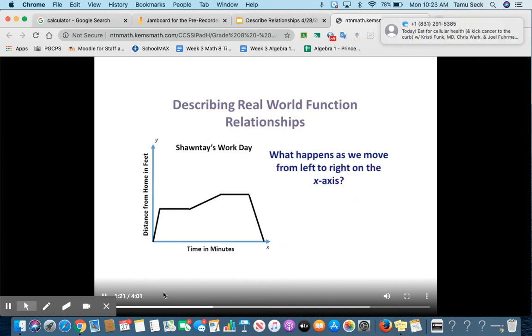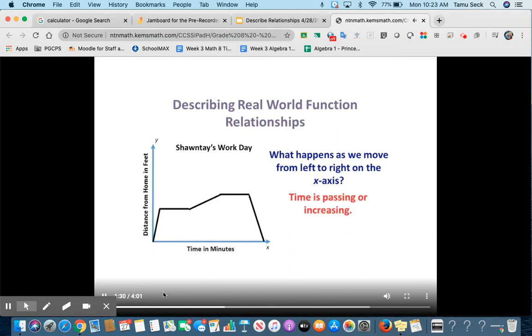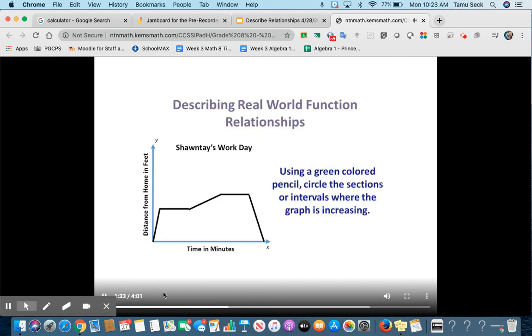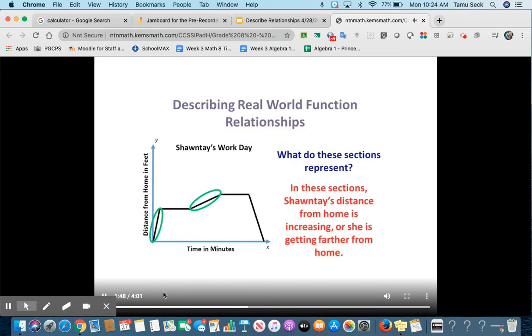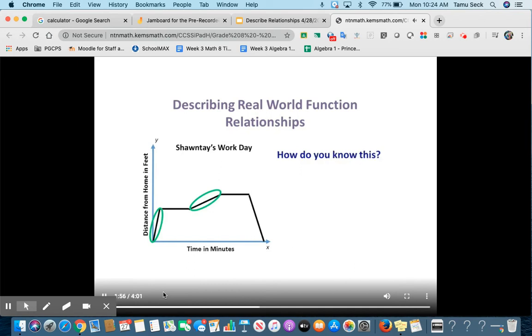What happens as we move from left to right on the x-axis? Time is passing or increasing. Using a green-colored pencil, circle the sections or intervals where the graph is increasing. What do these sections represent? In these sections, Shantae's distance from home is increasing, or she is getting farther from home. How do you know this? We know this because the vertical distance from the x-axis is increasing.